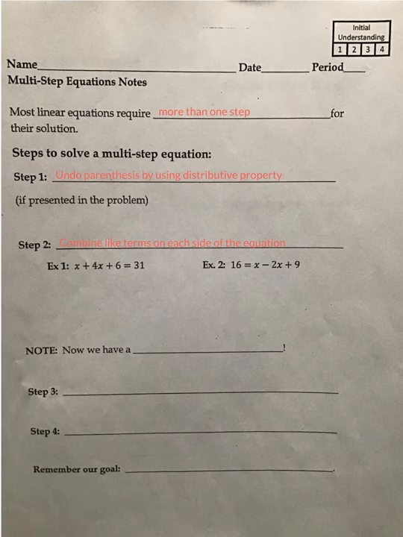Example 1. I notice there is an x plus 4x plus 6 on the left side of the equation, and I notice that I can add together the x and the 4x. That gives me 5x plus 6 equals 31.